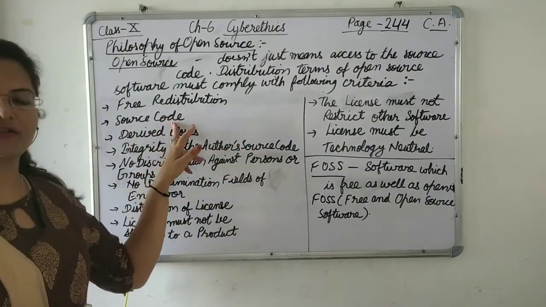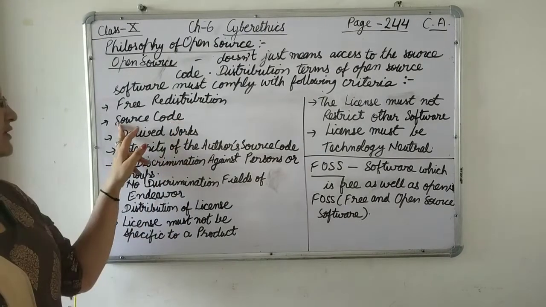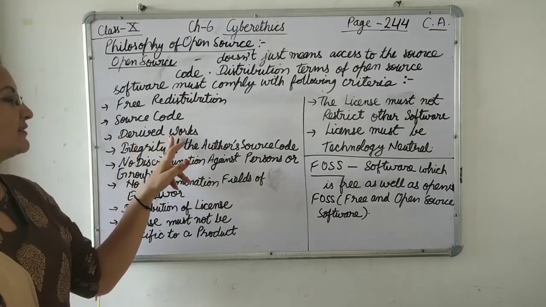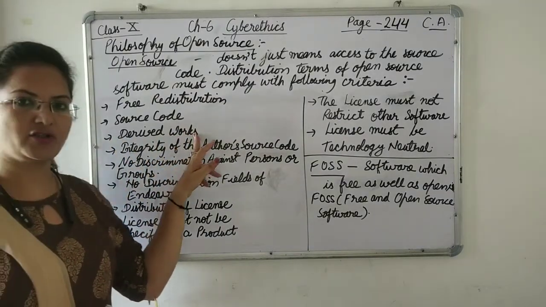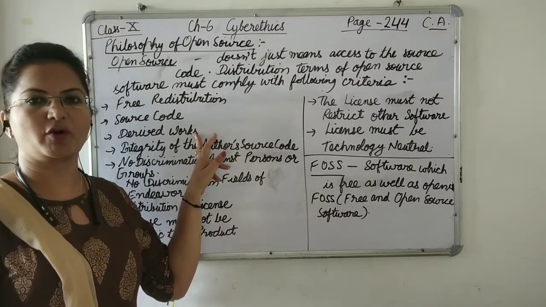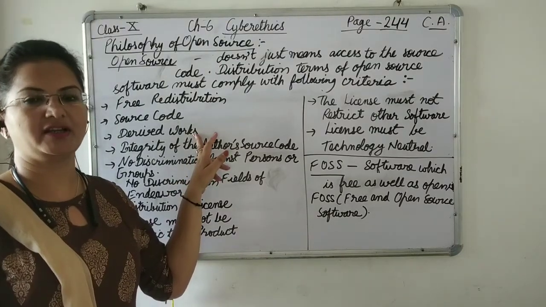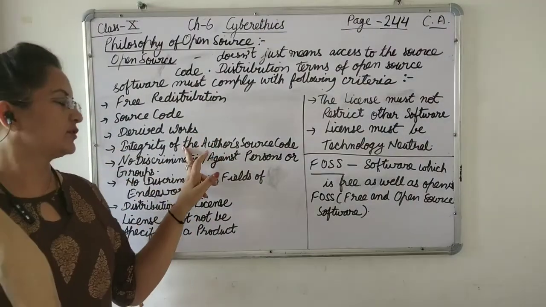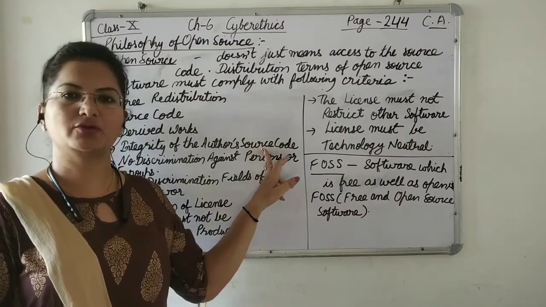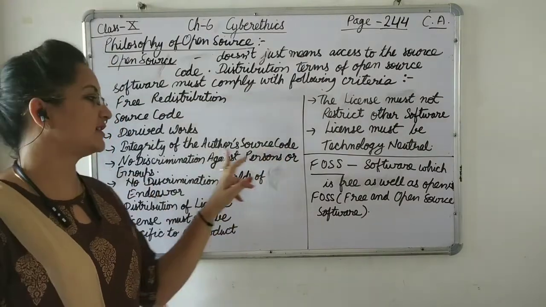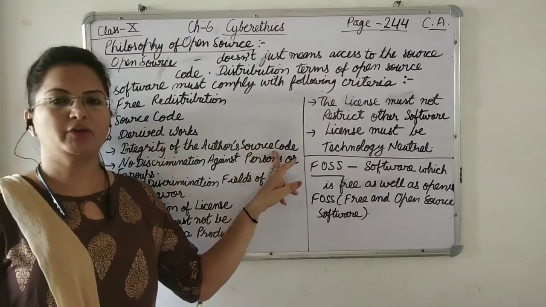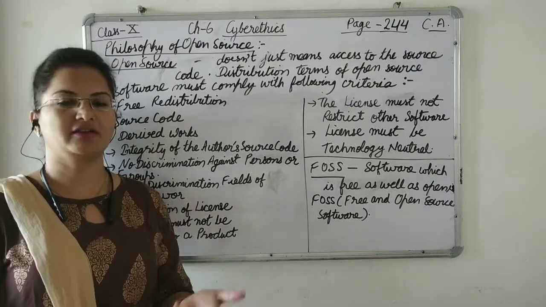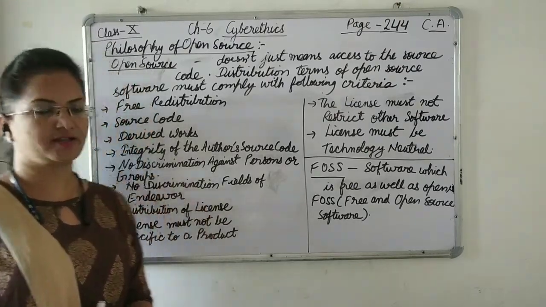Then the source code is also freely distributed, so there is no license restriction on the source code distribution. There are no license restrictions on derived works also. If the code is modified and some software has been derived, then there will be no license restrictions on that also. The integrity of the author's source code, of those who have developed the open source software, will be maintained, and any modification done with the software, its name can be changed and the version can also be changed and redistributed.